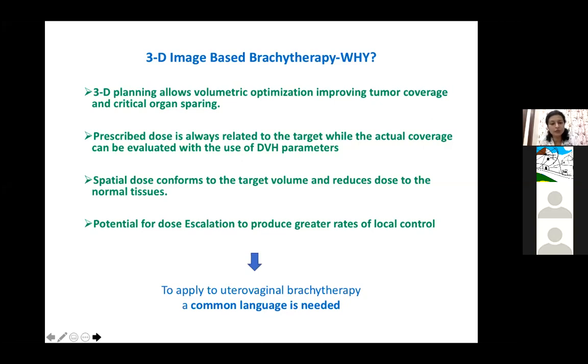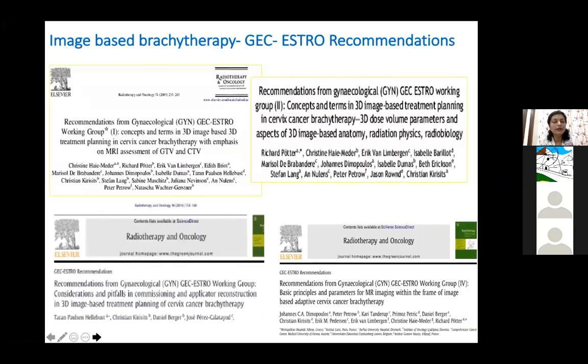However, since this concept was coming, we needed some common language to be on the same page. And there we had the development of the JEC-ESTRO recommendations. So these are a set of 4 must-read papers, which are the basis of image-guided adaptive brachytherapy in cervical cancer. So we have these 4 recommendations, starting from the concept of 3D, the concept of how to determine the GTV and the target volumes, the concept of the DVH parameters, the recommendations on imaging and how to go about it, and also on applicator reconstruction.